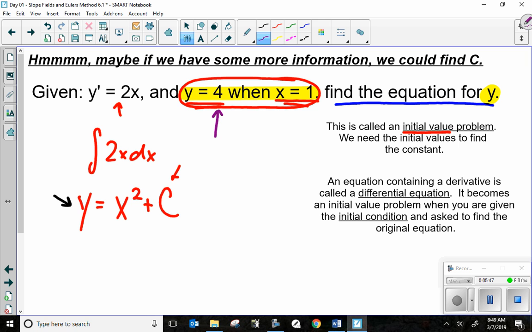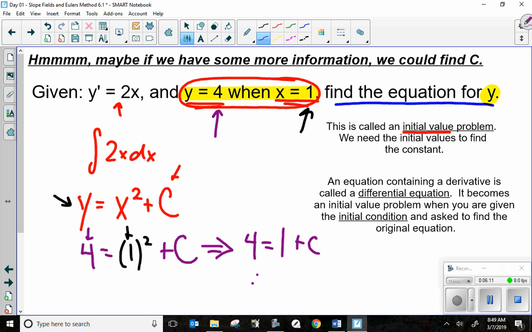When y is 4, x is 1. Now I can definitely find out what c is. Okay, let's do that. So I have 4 equals 1 squared, which is 1, plus c. Therefore, c is 3. It's a positive 3. I hope you know that 3 plus 1 is 4.